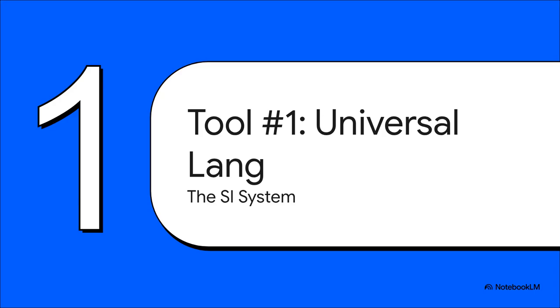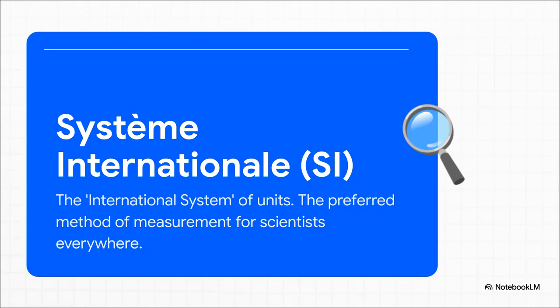And here it is. Tool number 1 is the SI system. I want you to think of this as the universal translator for science. It's the official language that gets everybody, everywhere, on the exact same page. No more confusion. Now, the name sounds kind of fancy, doesn't it? Système International. It's just French for international system.